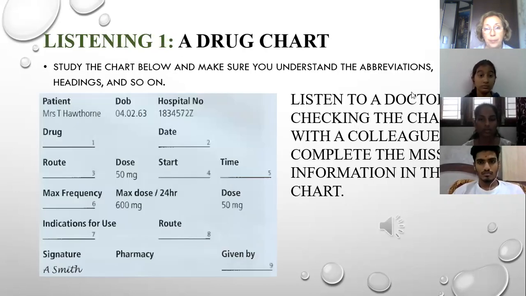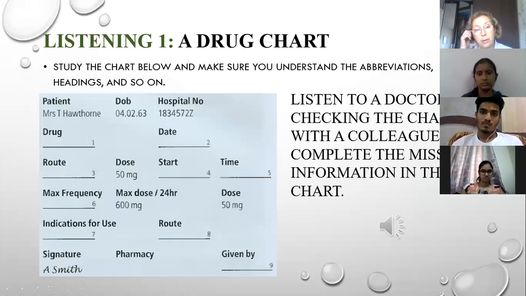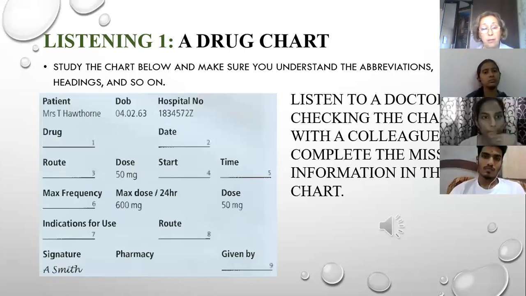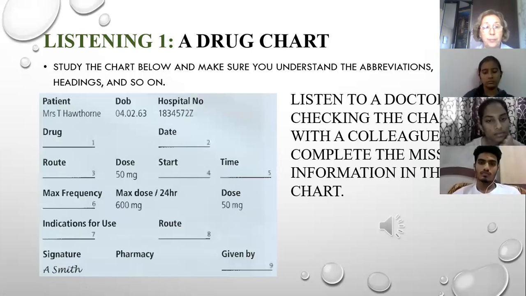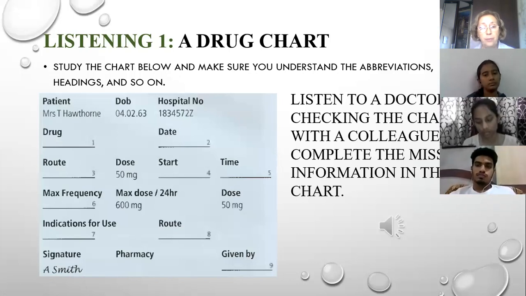And so there is the just listening task. We are going to listen to a doctor checking the chart with a colleague. But first, let us just look at the chart and analyze the headings here in this chart, the abbreviations, and what they mean. For example, the first heading here is patient. And as we see, the name of the patient is given here. This is Mrs. T. Hawthorne.